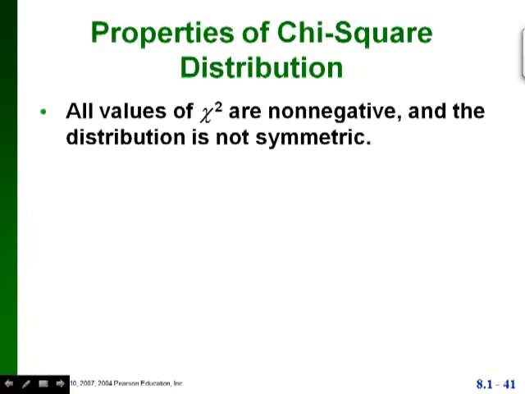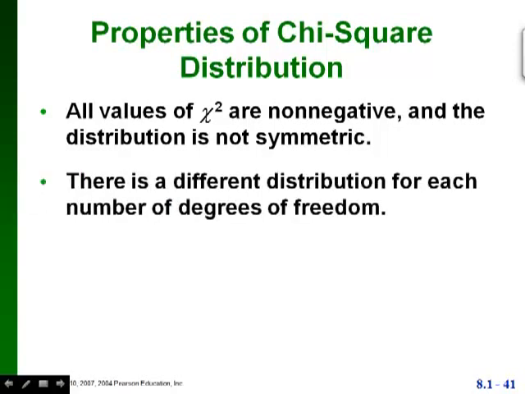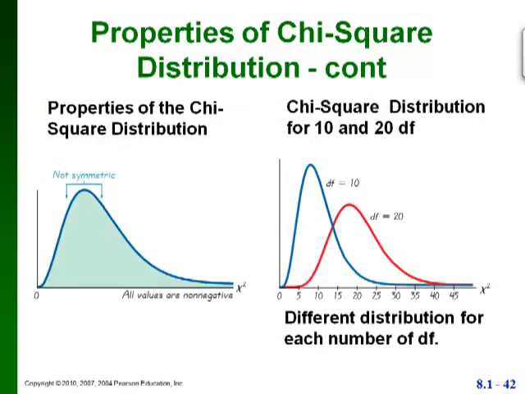Some of the properties of the chi-square distribution. First of all, the values of chi-squared are non-negative, so they're either 0 or positive. And this distribution is not symmetric. So like I said, it's a little bit different than what we're used to dealing with. This is another type of distribution where we'll need to know the degrees of freedom, because the distribution looks a little bit different for each different value of the degrees of freedom.